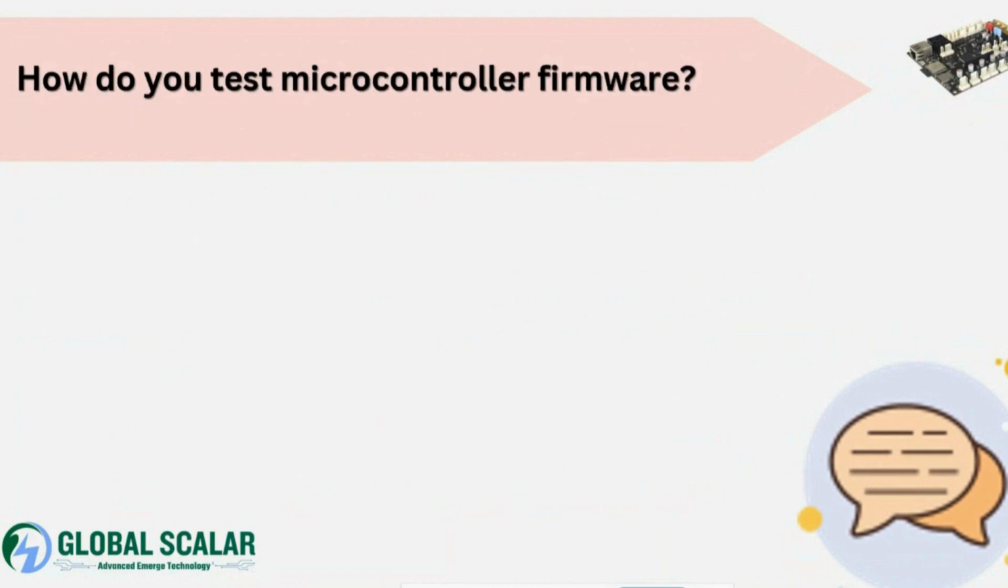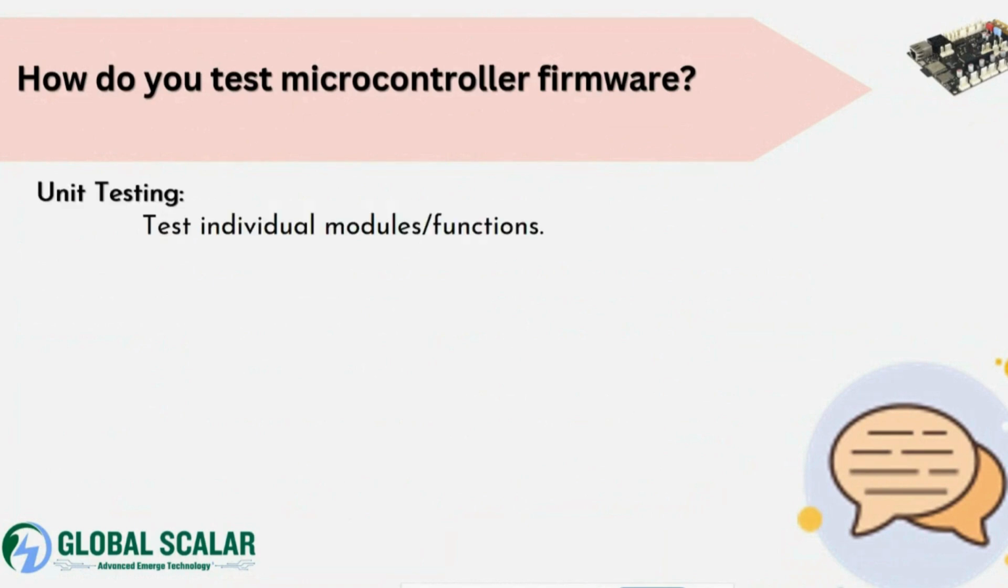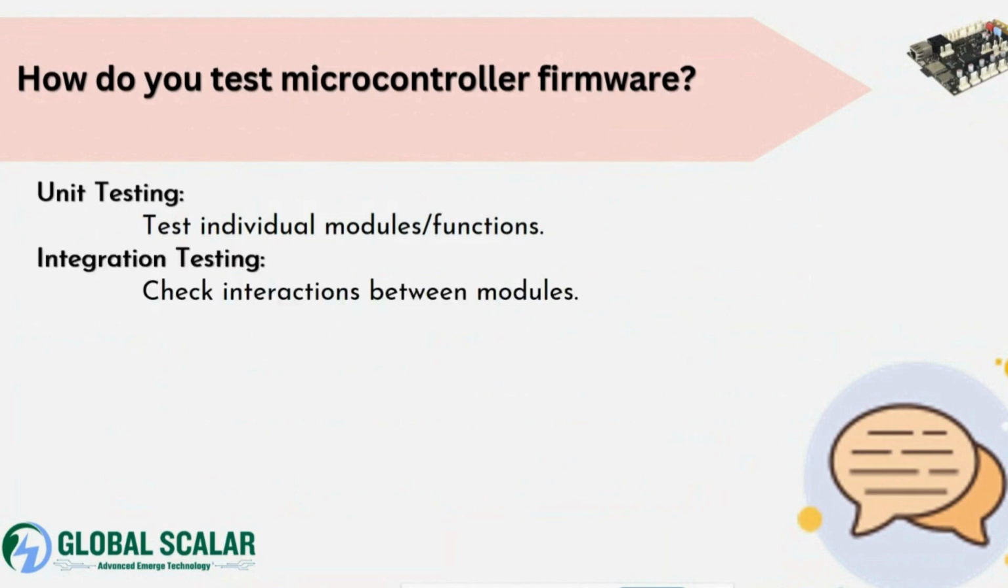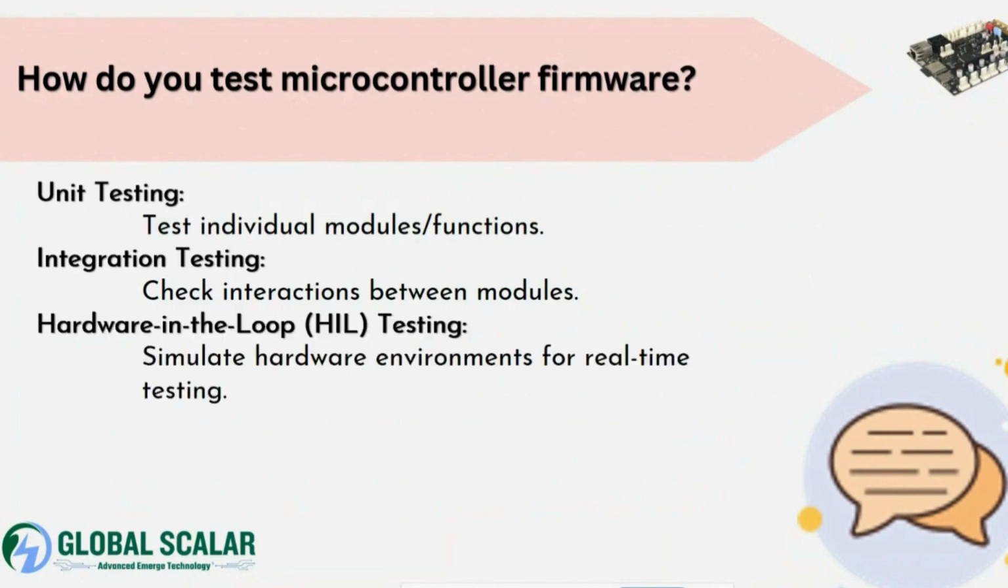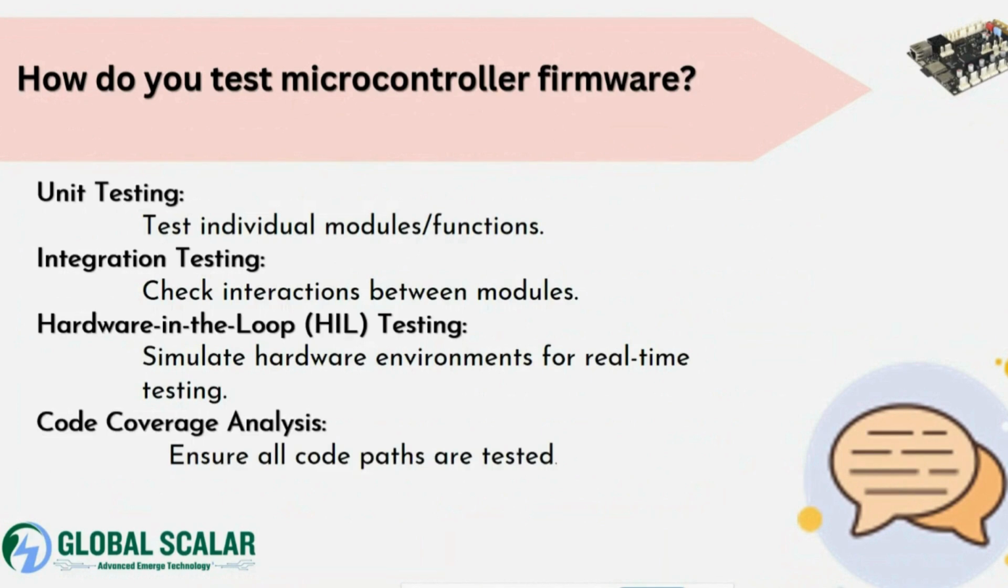And how do you test microcontroller firmware? Unit testing can be performed at code level. We verify the individual functions and individual modules. Integration testing: we combine different modules and check that the interconnections between those modules are working. Hardware-in-the-loop testing: we simulate the hardware environment for real-time testing. And code coverage analysis: we need to ensure that the code covers all the paths and loop-related testing.